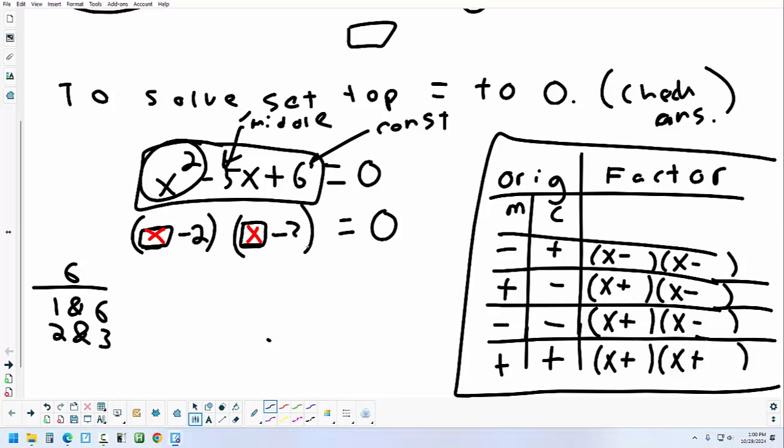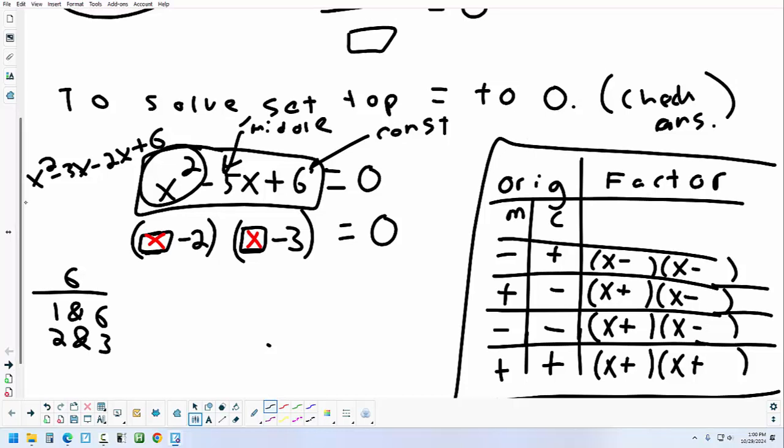So 2 and 3. And now I check it to make sure that we factored it correctly. What's x times x? I'm just going to put that off to the side. What's x times negative 3? Negative 3x. x times negative 2? Negative 2x. And negative 2 times negative 3. Negative times negative is positive 6. x squared minus 3x minus 2x, that's minus 5x. And that's exactly what we have. So we have factored it correctly.